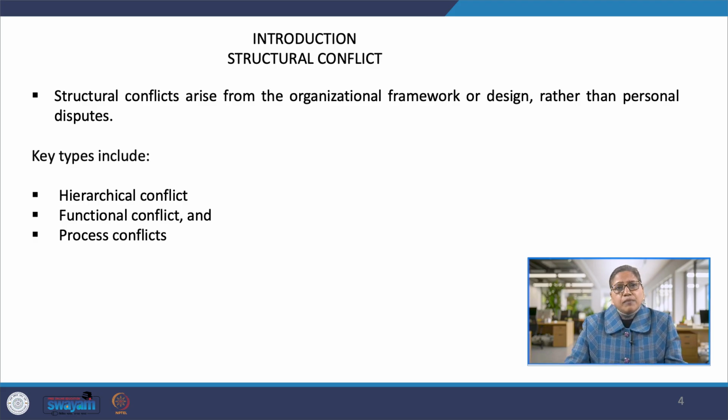So, the types of conflict can be hierarchical conflict, which occurs due to differences in power or authority, and functional conflict, which arises because of the differences in the departments and their objectives. And process conflict is another type, which regards how work is to be completed.